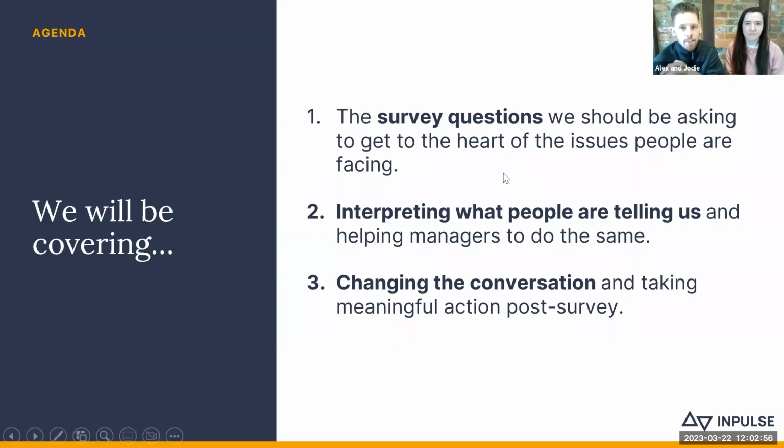Number one is we're going to look at the survey questions we should be asking to get to the heart of the issues our people are facing. Then number two, we're going to look at how we interpret that data in terms of what people are telling us, and how we also help managers do that. And the third thing is what it looks like to change the conversation using that data for meaningful action. So the journey we're going on is: what do we need to capture? How do we then use that and interpret it? And then finally, how does that lead to action off the back of it?